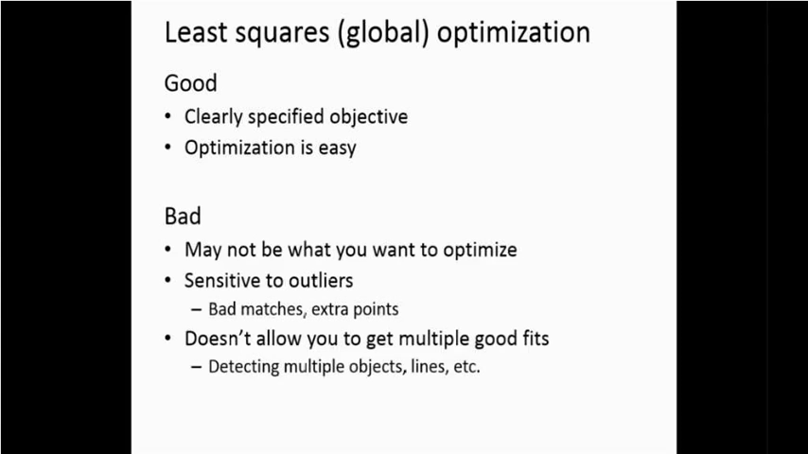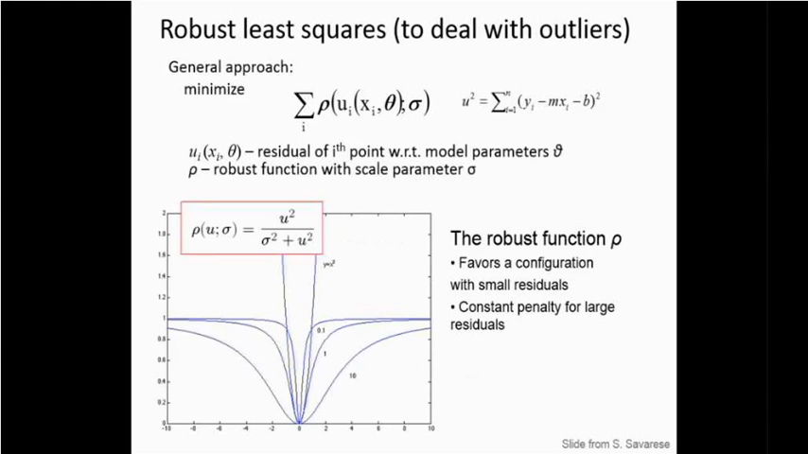The downside is that it might not be what you want to optimize. So in particular, you might have outliers that don't fit your model, and this will give you a bad result. And it also only lets you get one fit to the data. So you might, for example, have a set of points that you think might fit several lines. You want to do a piecewise linear fit, or you just want to fit a set of lines or a set of circles to the data. And so this only lets you fit one model to all the data. So we'll introduce in a bit some methods that can deal with this.